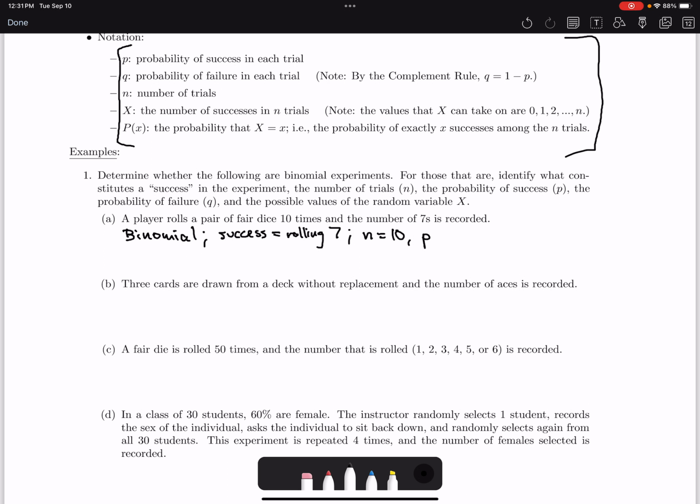And if you look through that chart, you'll notice that there are 6 ways that you could roll a 7 out of 36 total possibilities. So probability of success would be 1/6. Probability of failure is the complement of the probability of success, right? If the probability of rolling a 7 is 1/6, then the probability you don't roll a 7 is 1 minus 1/6, right? Which is 5/6.